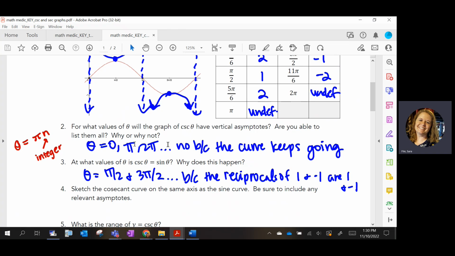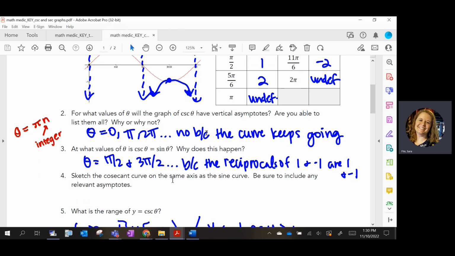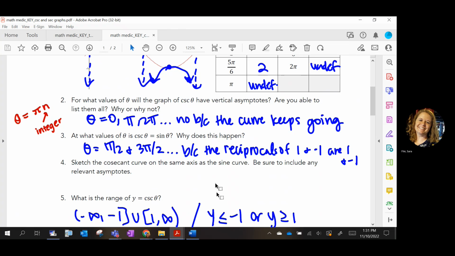And remember, when we're saying where the asymptotes are, okay, you can list them out, but add dot, dot, dot, because we know that it keeps going forever. So that pattern would keep continuing past this one cycle. So sketching the cosecant curve on the same axis as the sine curve, that's what we did up here already. Okay, so the graph itself is number 4.